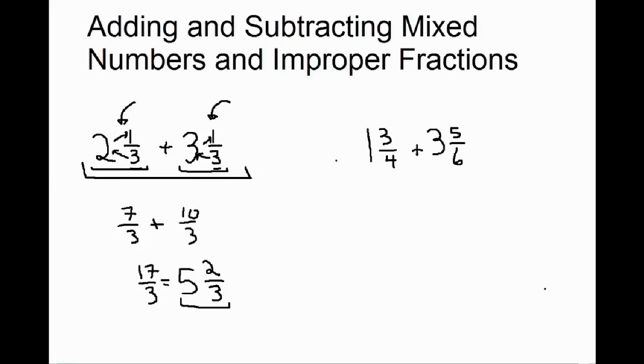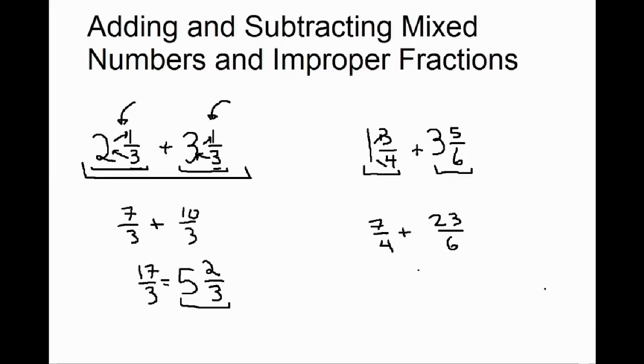So let's take a look at another example here. I've got 1 3/4 and I'm adding 3 5/6. So again, my personal preference is if I have any question with fractions in it, I just want fractions in the question, so I need to rewrite those as improper fractions. 4 times 1 is 4, plus 3 is 7, so 1 3/4 is 7 over 4. 6 times 3 is 18. 18 plus 5 is 23. So our second fraction as an improper fraction is 23 over 6.